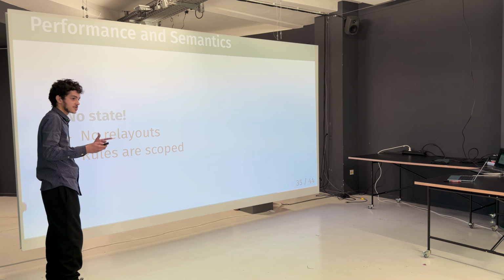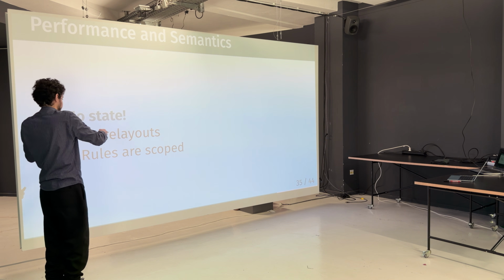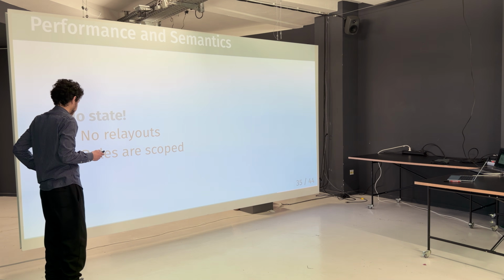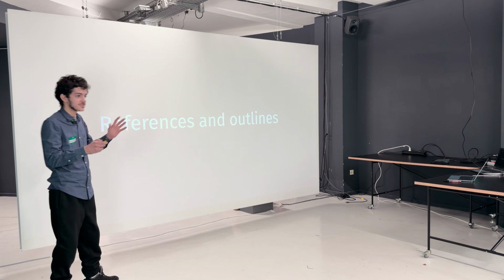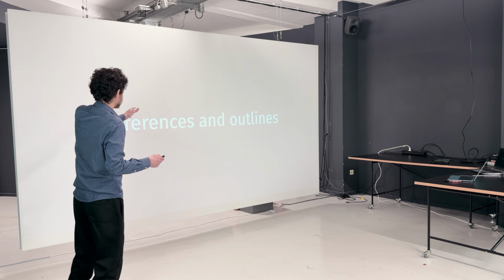All right, and rules are also scoped, so they don't leak outside of the scope of the document that you're working with. And I just want to mention one final feature of Elembic, just to demonstrate what it's capable of, which is reference outlines.